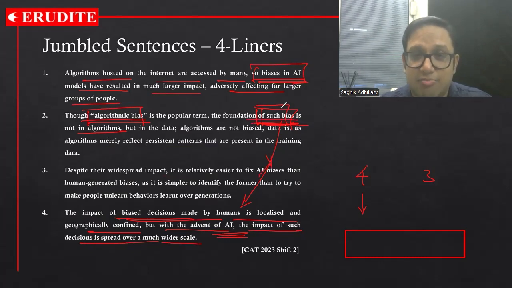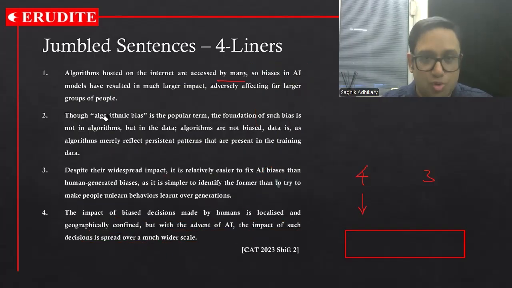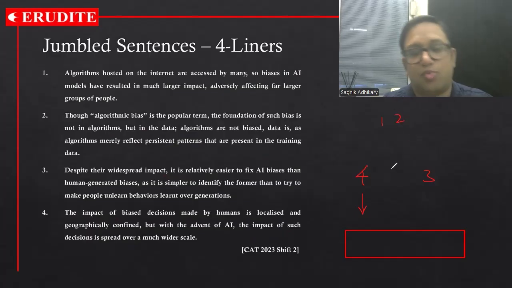The term "such bias" actually talks about the bias introduced, so biases in AI introduced in statement 1. That means after all of this, we can conclude that statements 1 and 2 do form a pair. 1 comes first because 1 introduces bias. And then we have 2, which talks about such bias.